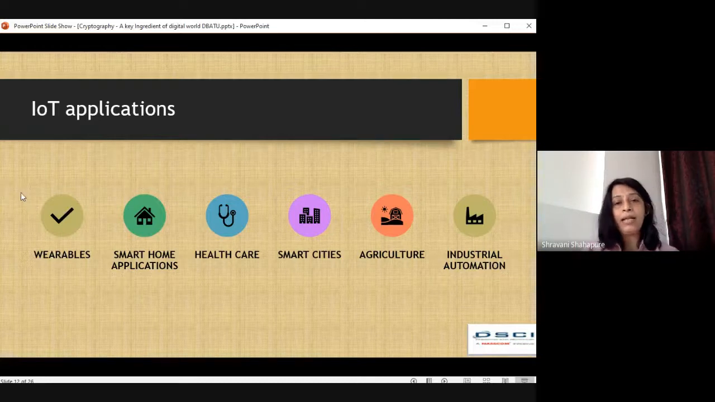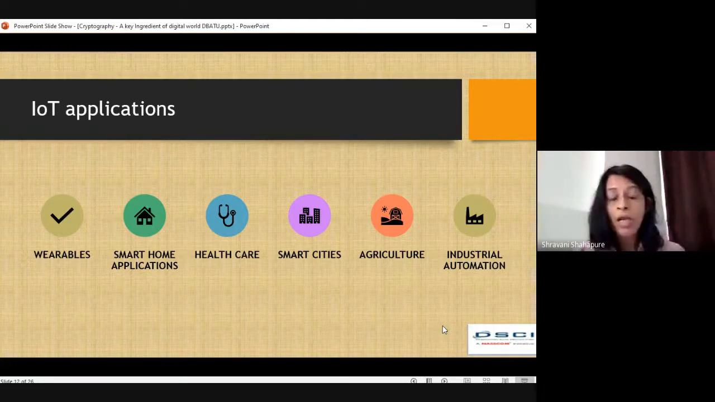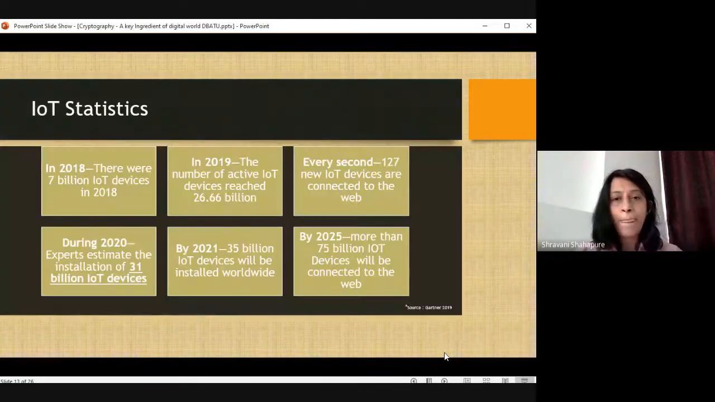Before going to the statistics of these vulnerabilities, we will see the different applications of IoT: wearables, smart homes, healthcare, smart cities, agriculture, automation. These are a few; there are many. I know you are aware of them, like connected cars and autonomous cars. These are the terms that are more in the picture nowadays. We can move on to the next slide.